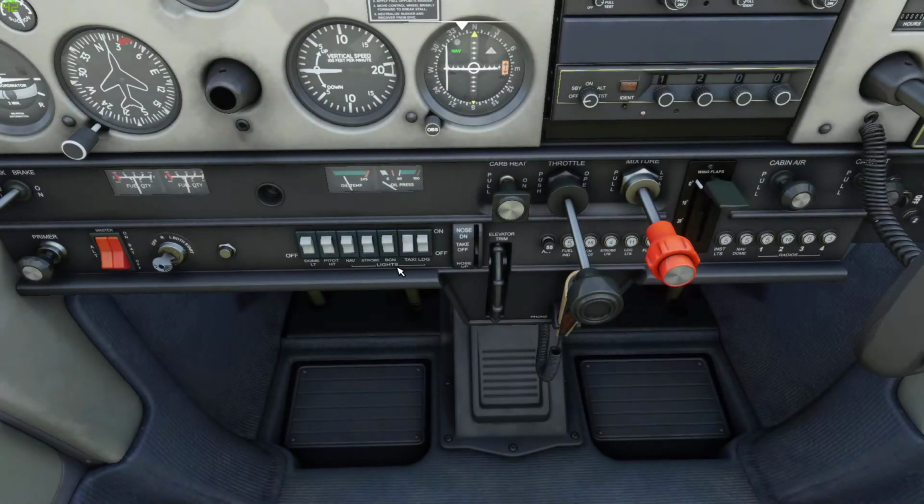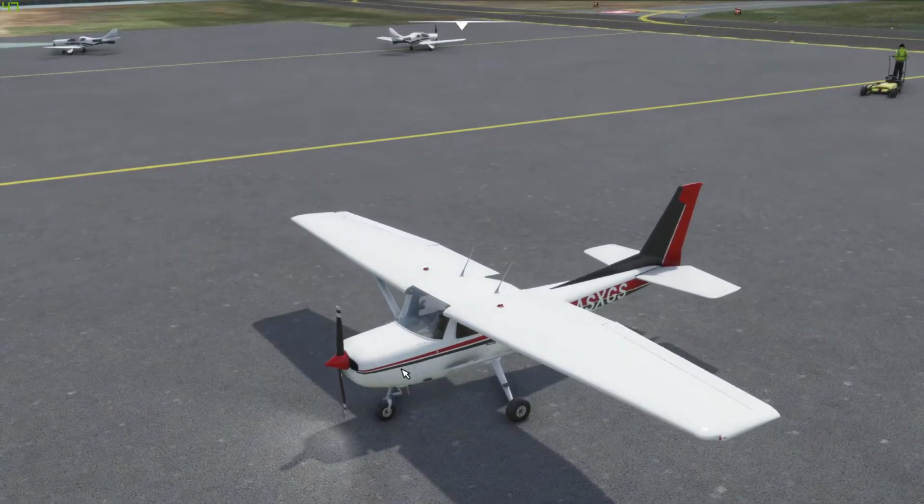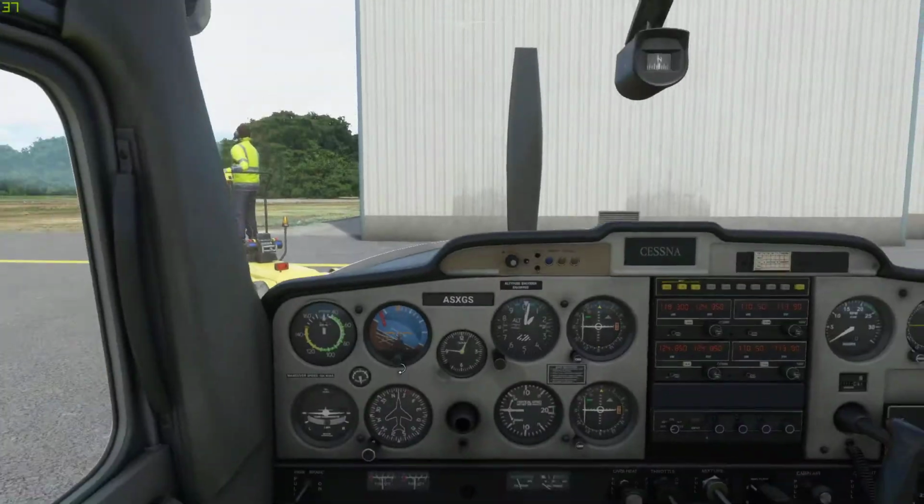Next is a taxi light, and that's just a light for taxiing. You can see it's down at the bottom of the aircraft. That's just so you can see where you're going. It's especially useful at night.